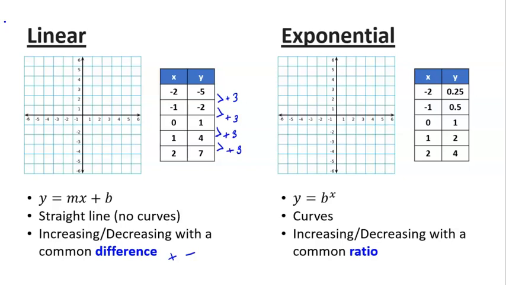And so if I plot these points, I can see that I have a straight line going here, no curves, no breaks, okay? And so with linear functions, they're going to be straight lines with no curves, and they're going to be increasing or decreasing by that same amount. So we can see that it's going up 3 over 1, up 3 over 1, up 3 over 1, and so forth. With linear functions, we could also have horizontal lines.